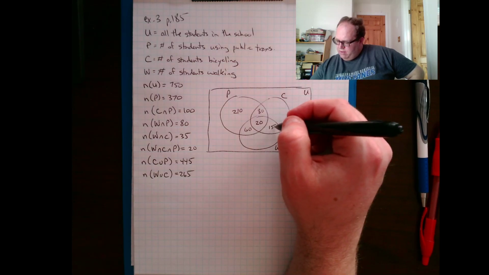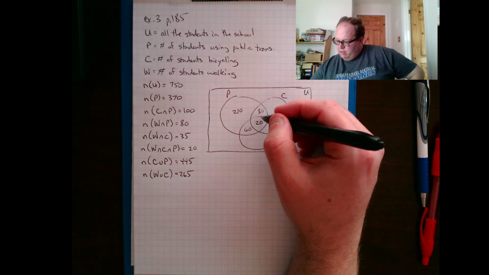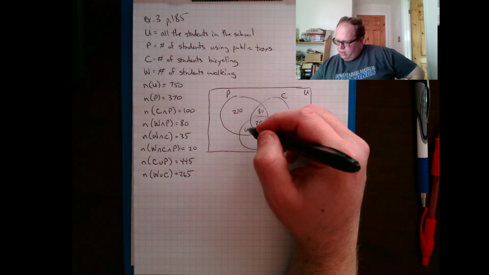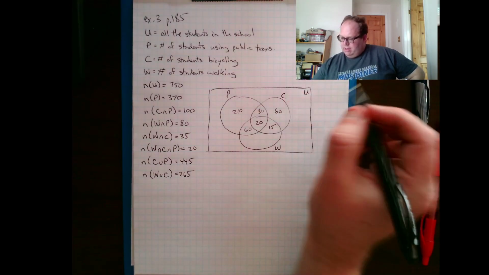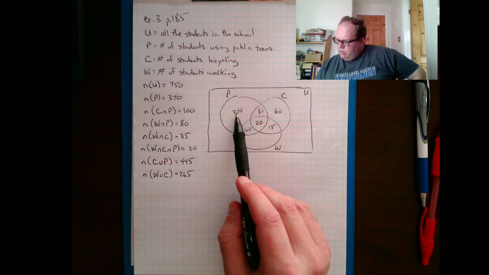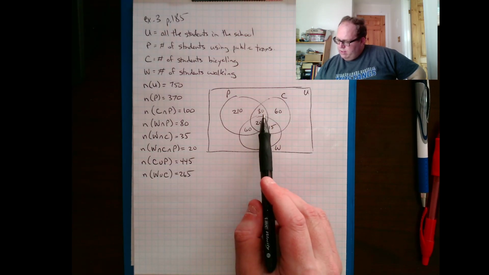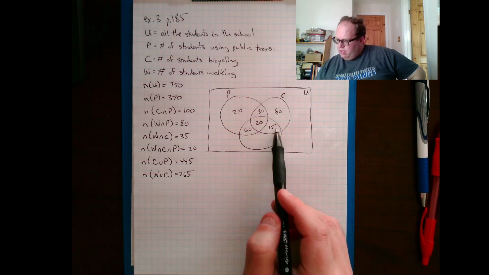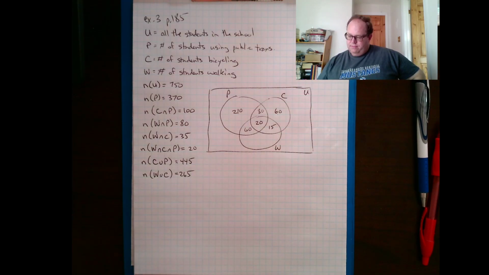445 minus 15 is 430. 430 minus 100 here is 330. 330 minus the 210 here is 120. 120 minus the 60 here is 60 here. And I'm going to double check that. 210 plus 100 is 310. 310 plus that 120 is 430, plus the 15 is 445.